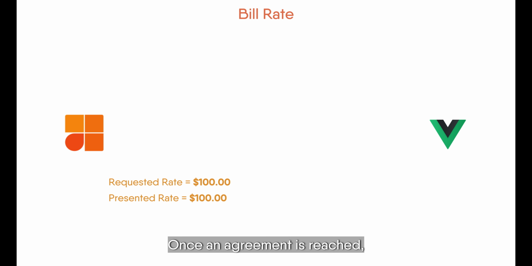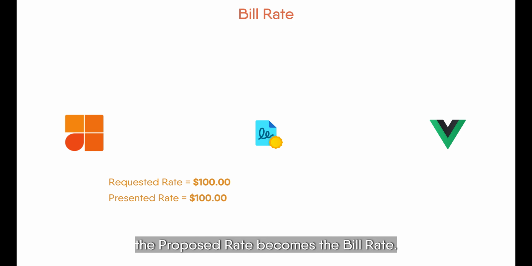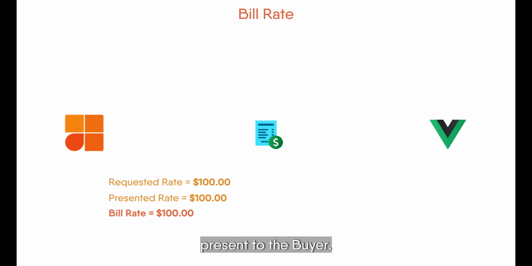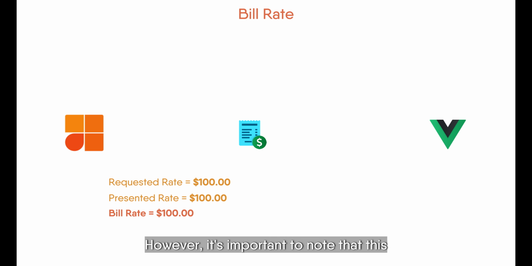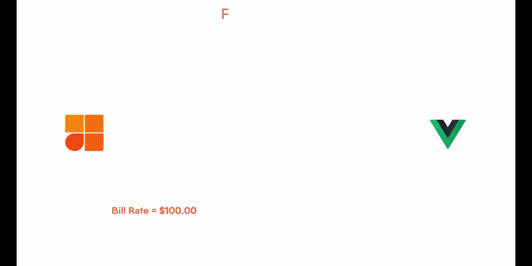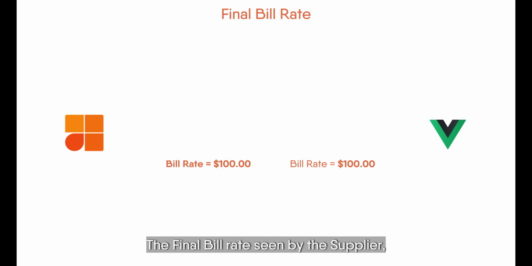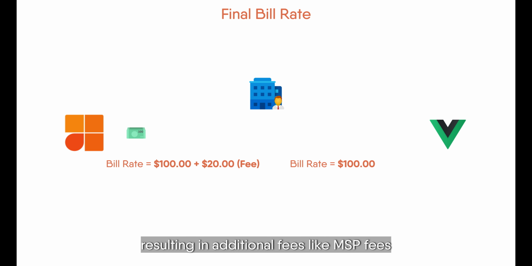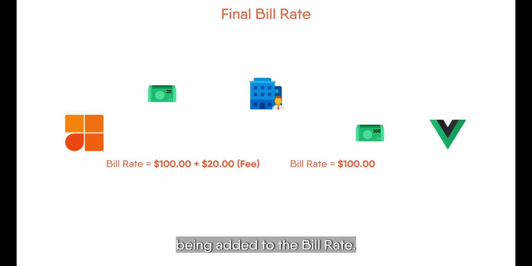Once an agreement is reached, the proposed rate becomes the bill rate. This is the amount the supplier will present to the buyer. However, it's important to note that this isn't necessarily the final invoiced amount. The final bill rate seen by the supplier may differ from what the buyer sees. This can happen, for instance, if the buyer uses an agency for negotiation, resulting in additional fees like MSP fees being added to the bill rate.